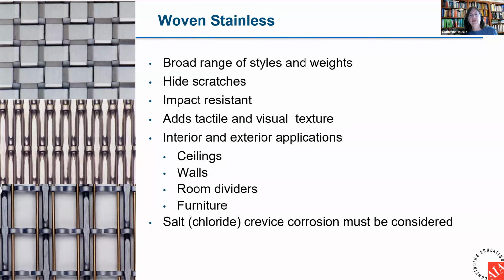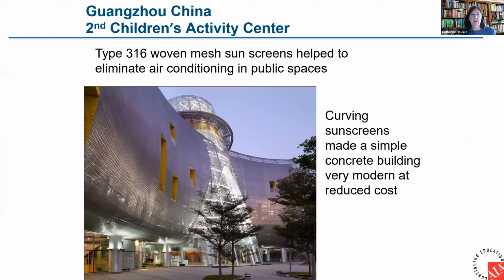Woven stainless steel adds a wide variety of textures. It can be wonderful for scratching and impact resistance. Keep in mind, in an exterior application, this is full of crevices, so you need to specify a stainless steel that will not cause a crevice corrosion issue over time. One of the applications for this finish is for sunscreens, as you can see in the Second Children's Activity Center in Guangzhou.